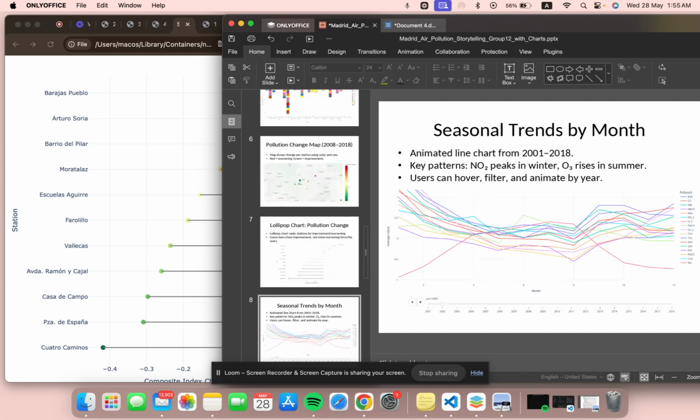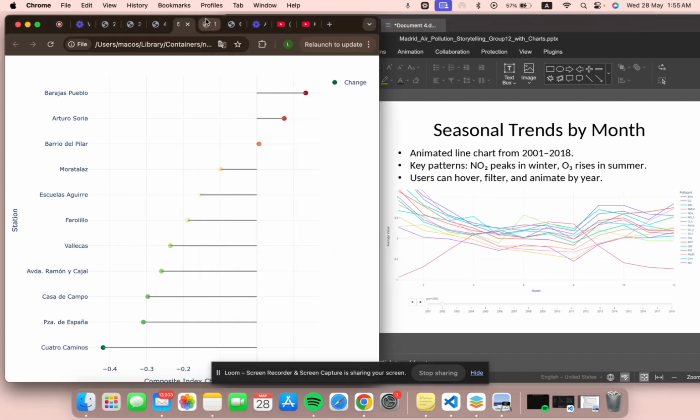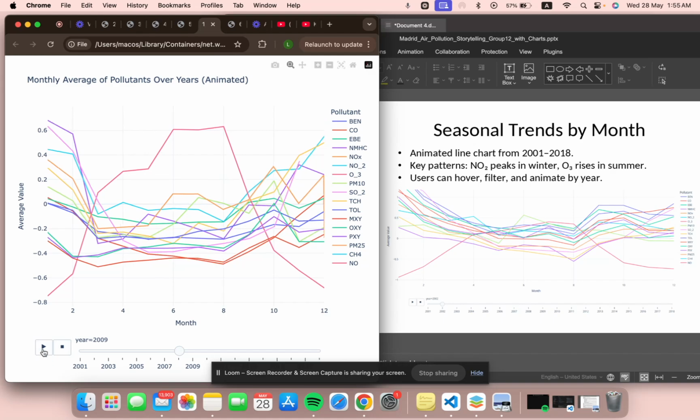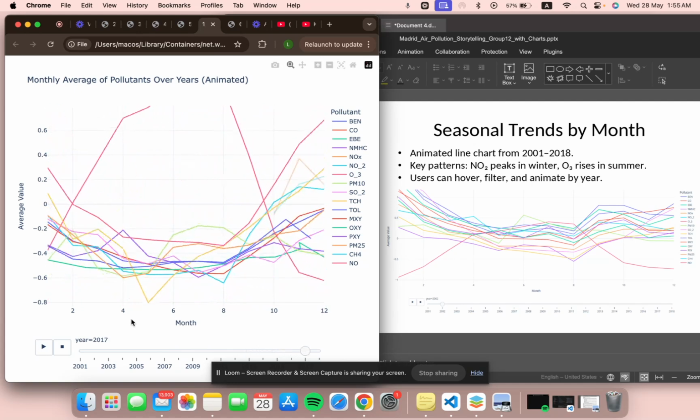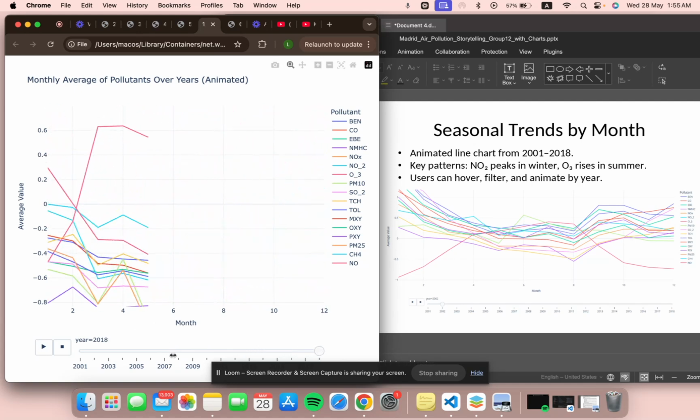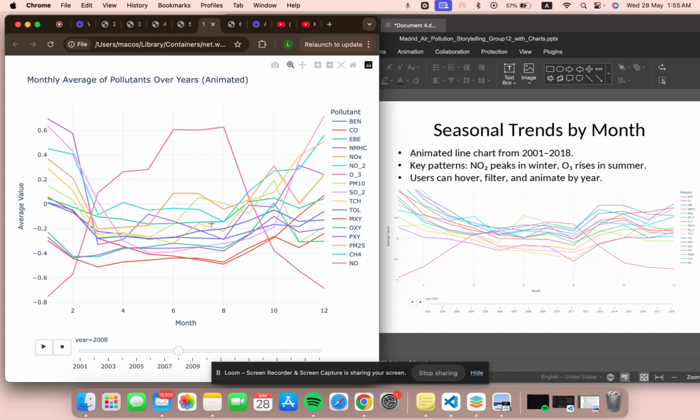Finally, to examine the seasonal variation, we visualize monthly average pollutant levels using an animated line chart. This line animation spans from 2008 to 2018 and clearly shows the seasonal spikes. For instance, if we consider NO2, it peaks in winter due to increased traffic and heating, while O3 rises in summer due to sunlight-driven reactions.